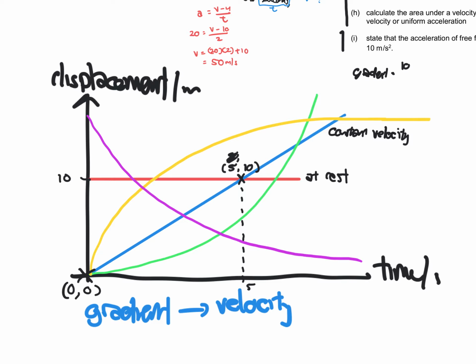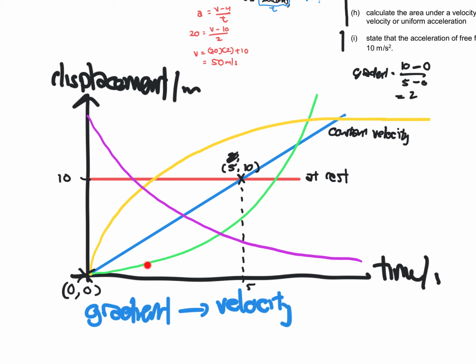So I can find gradient is y2 minus y1 over x2 minus x1. So let's take this as y2, this is y1, x2, x1. 10 minus 0, 5 minus 0. Gradient is 2. So in this case, if gradient is 2, my constant velocity would be 2 meters per second. All right, so I've done the red, I've done the blue.